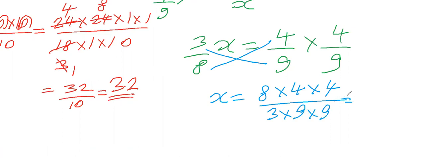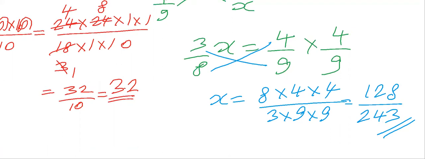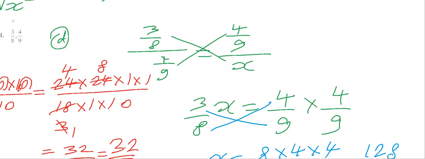Okay, 4 4s are 16 and 16 into 8 is 128. Nothing is getting cancelled, right? So 9 9s are 81. 81 into 3 is 243. So this is your final answer. Got it? Yes.